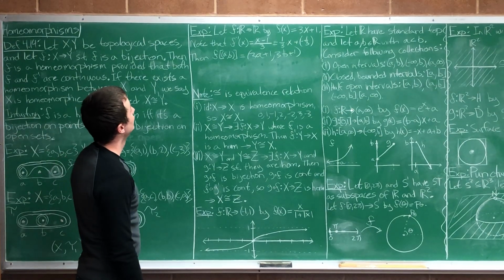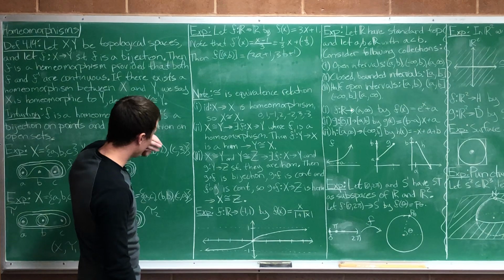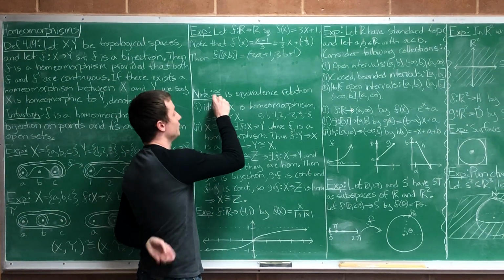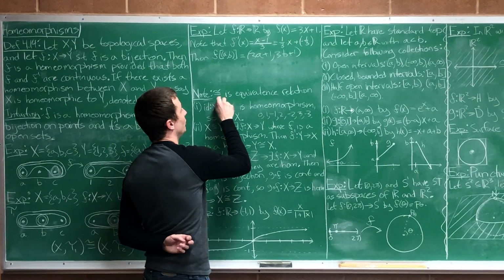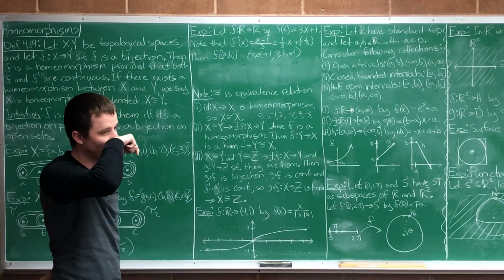Okay. So, what are we doing here? Now we're just saying, notice that two things being homeomorphic, the homeomorphic relation is an equivalence relation. So let's make sure we understand that real quick.